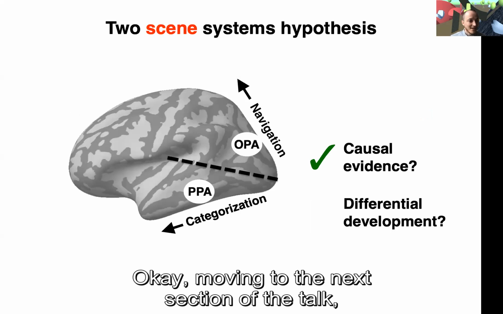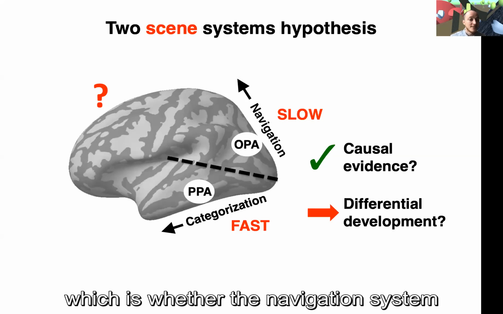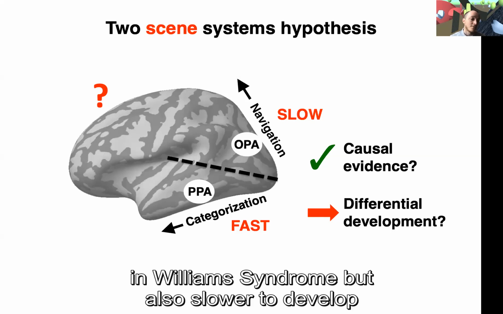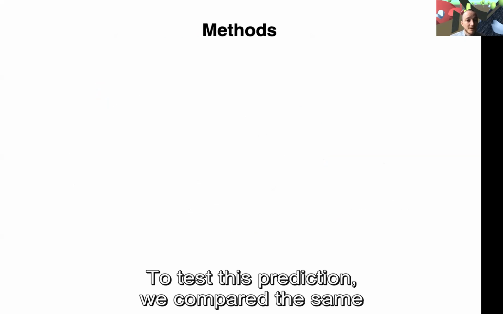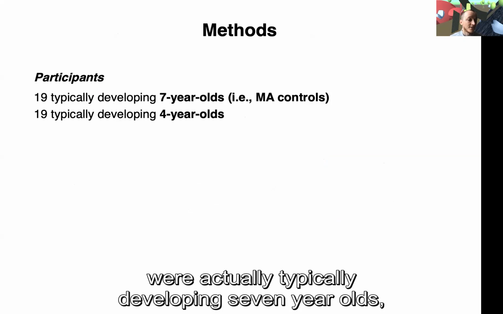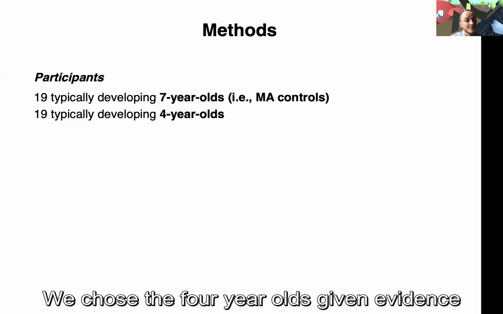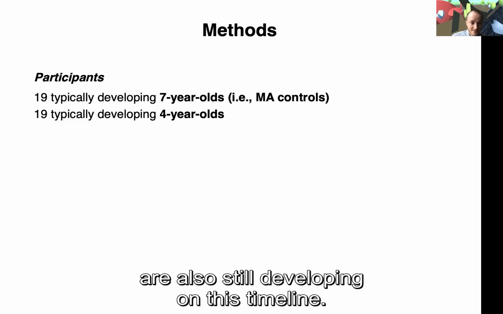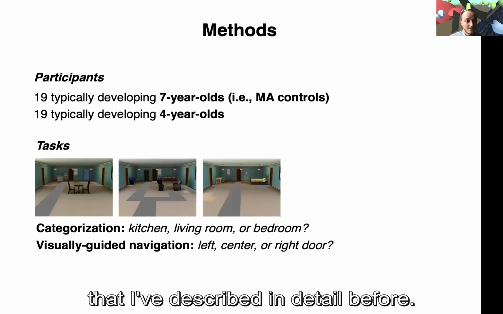Okay, moving to the next section of the talk, we can now turn to our second question, which is whether the navigation system might not only be more vulnerable to damage in Williams syndrome, but also slower to develop, even in typical development. To test this prediction, we compared the same MA control group I showed before, who I'll remind you were actually typically developing 7-year-olds, with a group of younger, typically developing 4-year-olds. And we chose the 4-year-olds given evidence that other dorsal stream abilities in object processing are also still developing along this timeline.